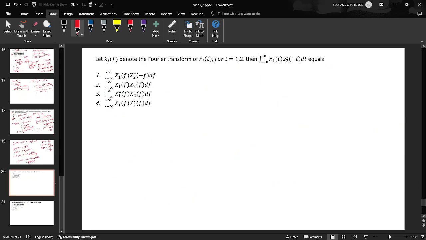With that, let us move to our next question. That says if X(f) denotes the Fourier transform of this, then what should be this integral? So first we need to see what happens with x1(t) t dt. Let's try to find similarity to this. What does it represent? This is x1(t) x2 star of minus t dt, right?